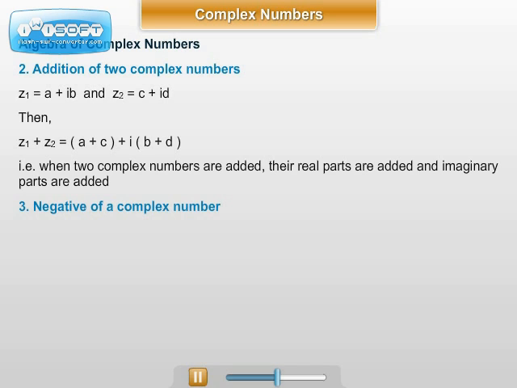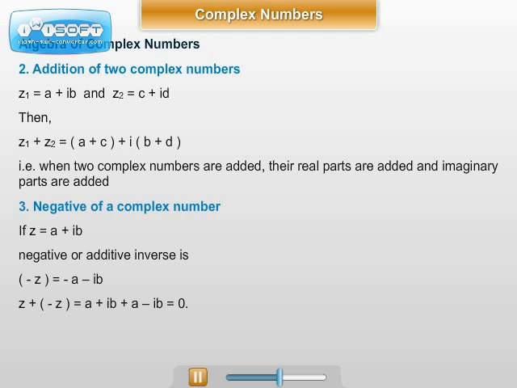Negative of a complex number. Let z = a + ib be a complex number. Then a + ib + (-a - ib) = 0 + i0 = 0. This shows that -a - ib is the additive inverse or negative of the complex number z = a + ib. We denote it by -z.